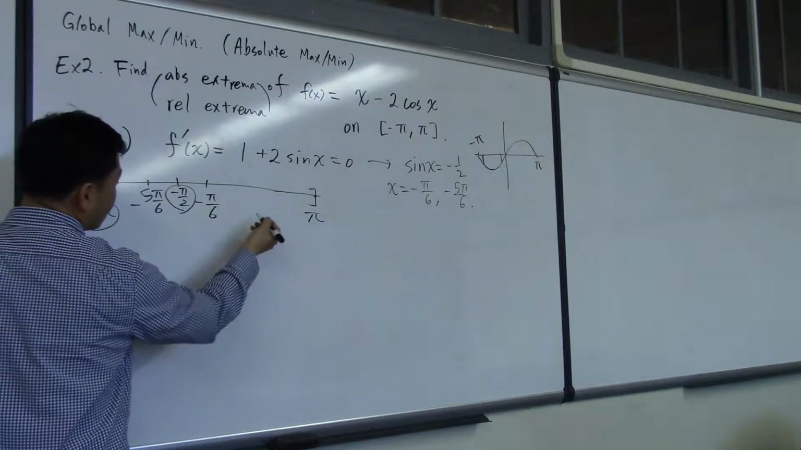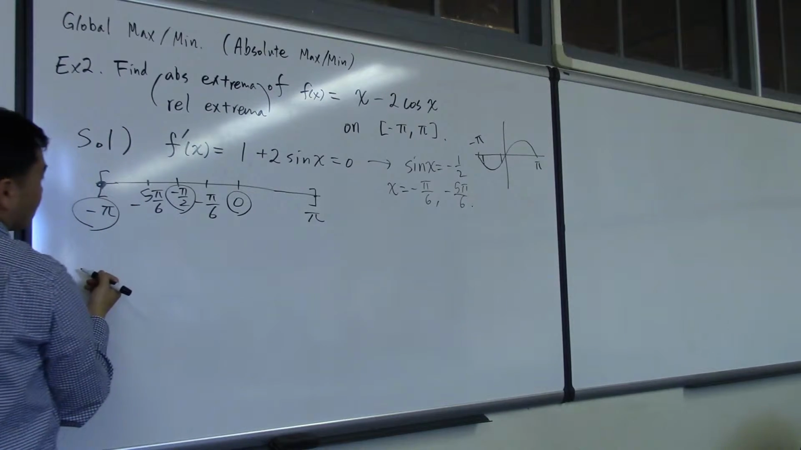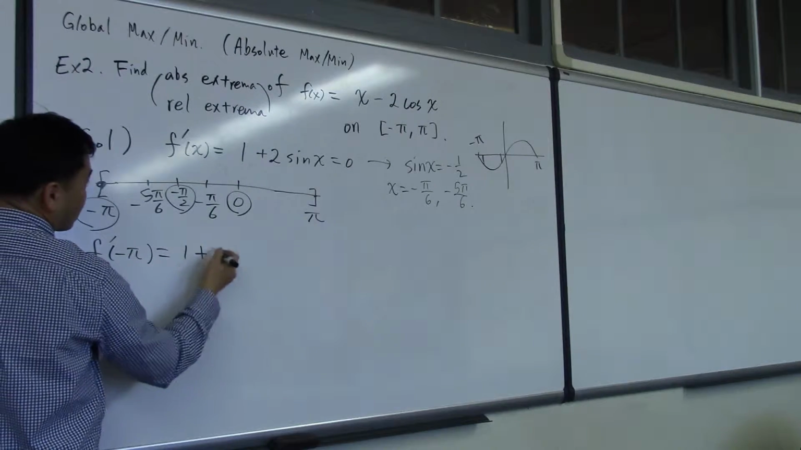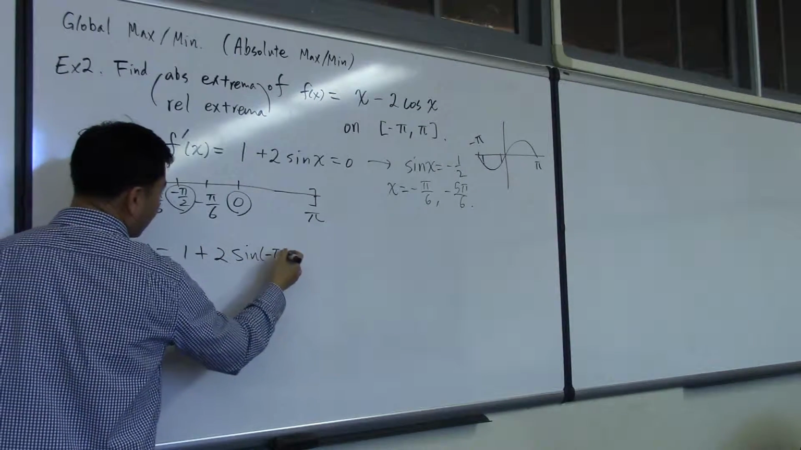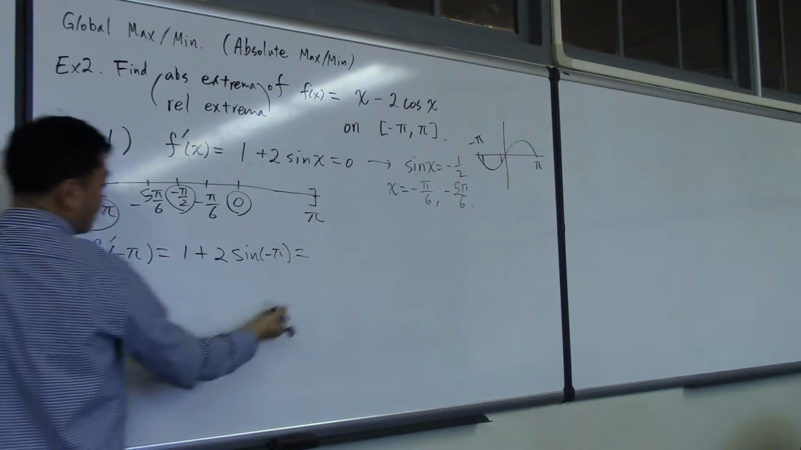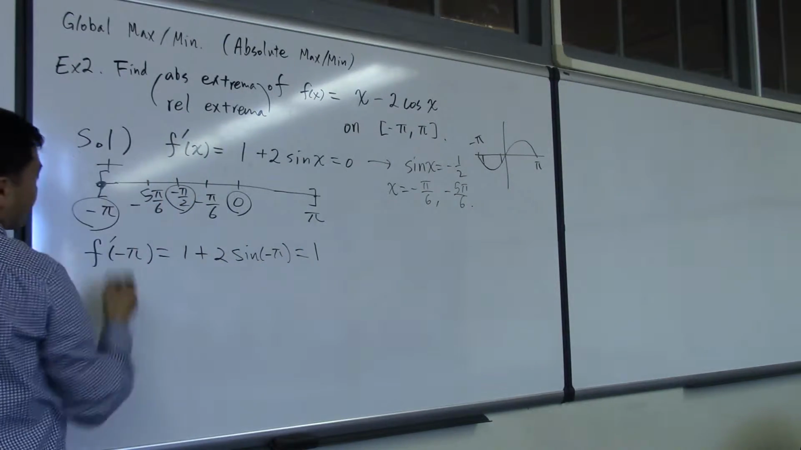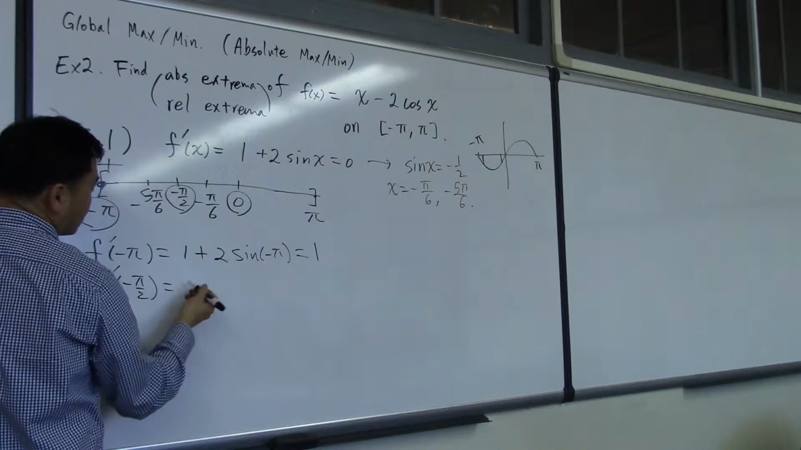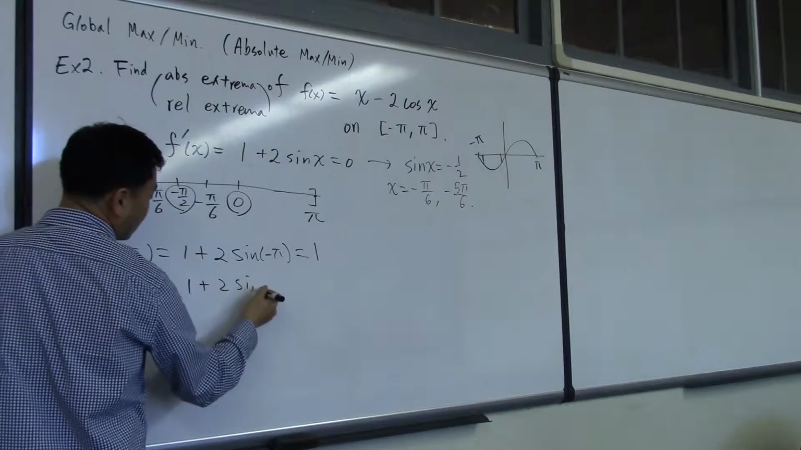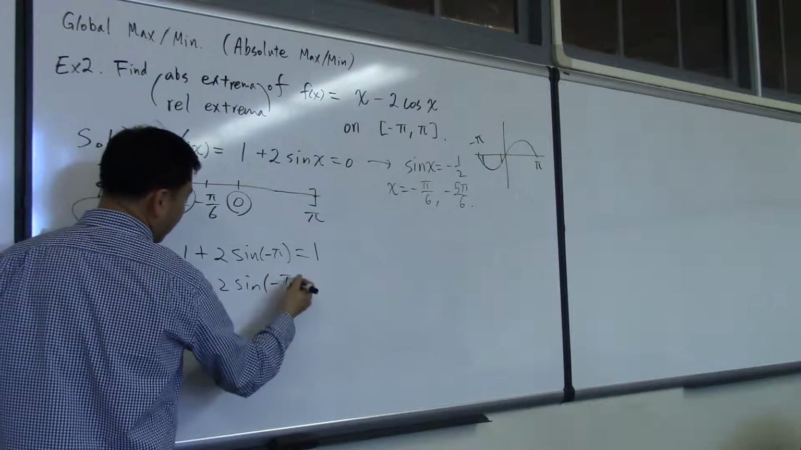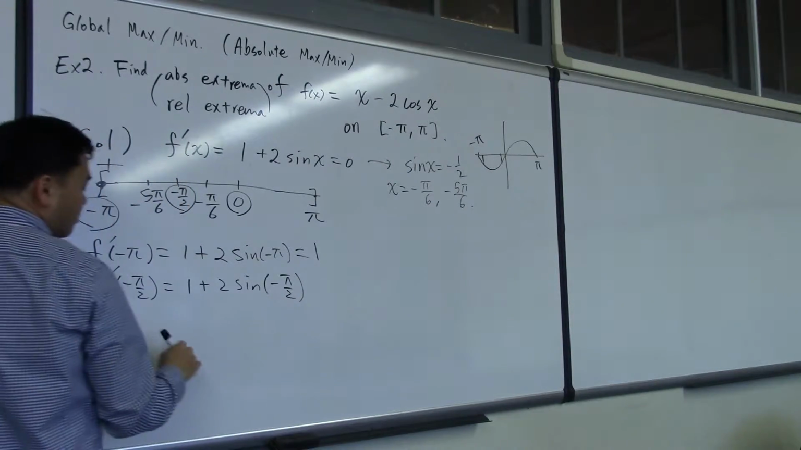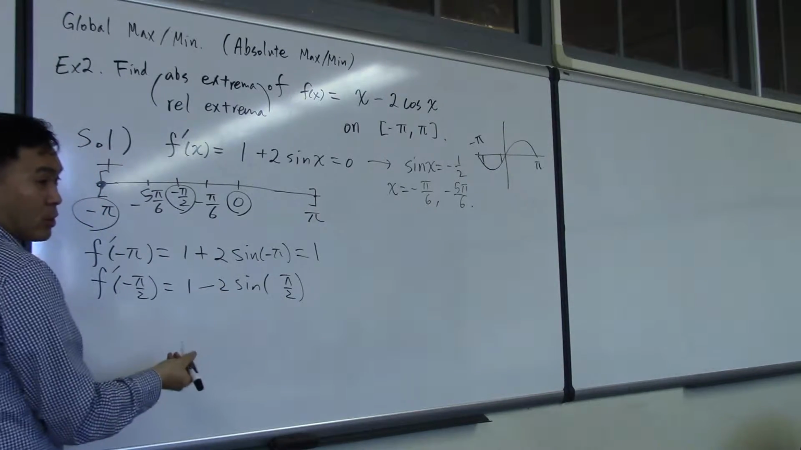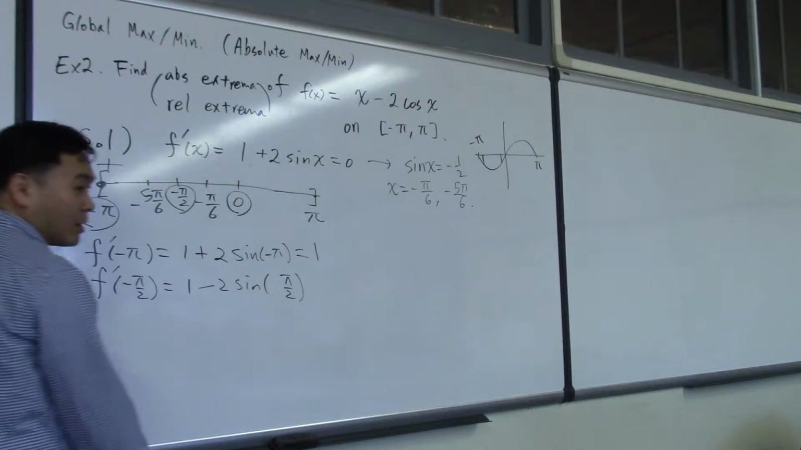if I choose negative pi over 2 for the test point, and if I choose 0 for the test point here, f prime of negative pi is 1 plus 2 times sine of negative pi. So that's 1, which is positive. F prime of negative pi over 2 is 1 plus 2 sine of negative pi over 2. So for sine, the minus can be pulled outside. That's not true for the cosine. Cosine, the negative goes away.